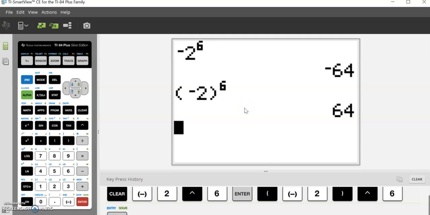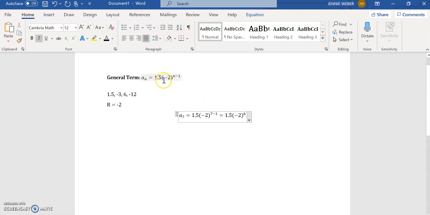It matters if you have parentheses or not. These are always going to be in parentheses when you put them in because the whole ratio, in this case the -2, I want that carried because that's what's going to flip my sign back and forth. Without the parentheses, the sign stays constant.